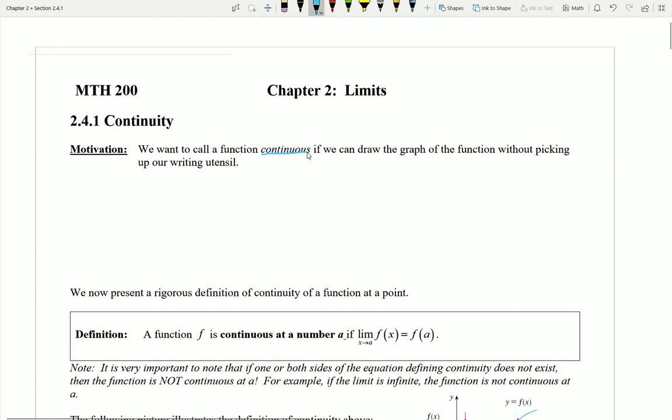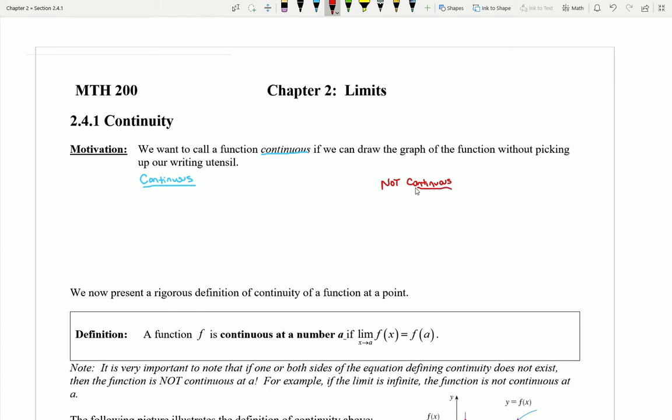And we want to say that a function is continuous in this loose sense. When we say that a function is continuous, we kind of mean that this would be the type of function that we could draw the graph of without having to pick up our writing utensil. So let me try to sketch a couple quick pictures of some functions that would be continuous, and then functions that would maybe not be continuous.